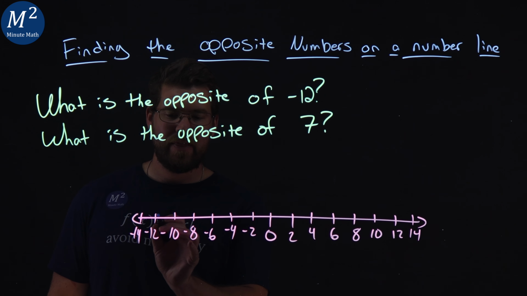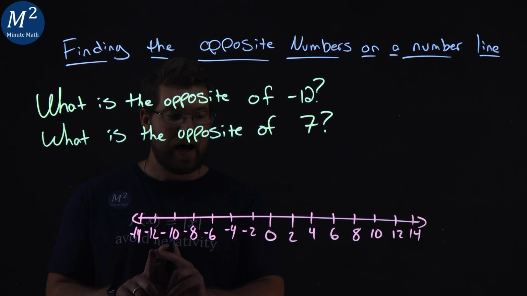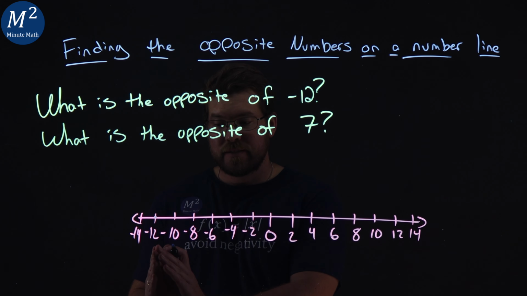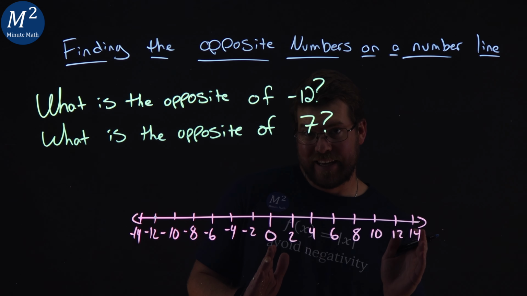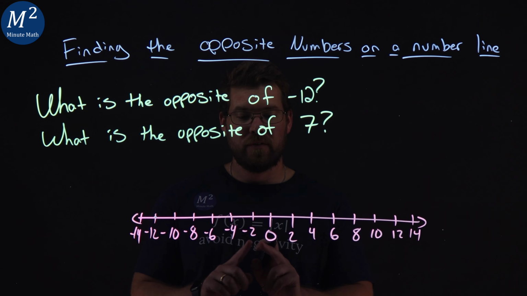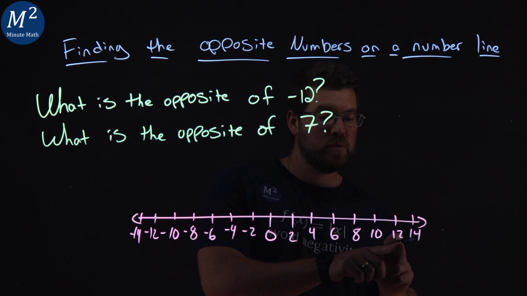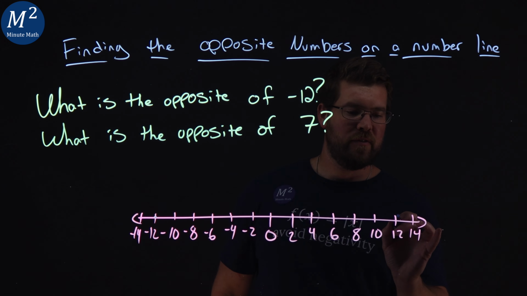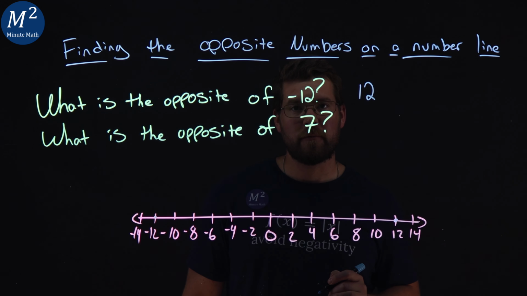Negative 12 on the number line is right here, negative 12. Its opposite is going to be the equidistance from negative 12 to 0, as 0 is in the other direction, in this case positive. So negative 12 to 0 is 12 spaces, and so 0 to 12, that's another 12. And so right here would be the opposite of negative 12, which is 12.